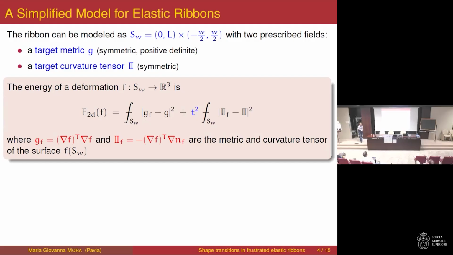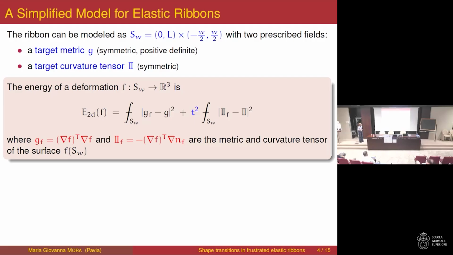And the internal geometry is encoded into two prescribed tensors, which represent the target metric and the target curvature. So they describe somehow the local preferred configuration of the material. Okay, so now a deformation of the strip is simply a map from the strip into R3. And the energy of a deformation is given by this expression.